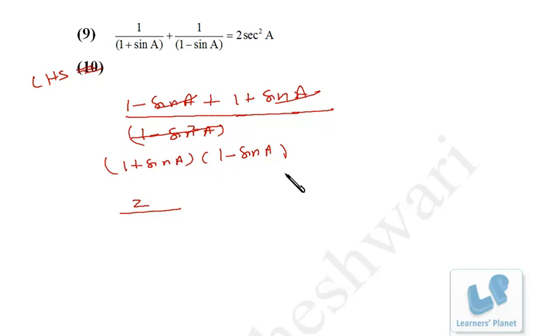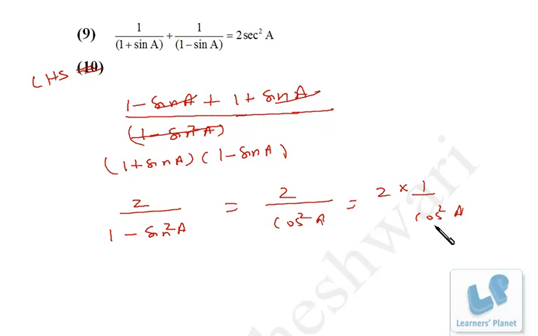So 1 plus sin a into 1 minus sin a, that is a plus b into a minus b format. So that is equal to a square minus b square. So it's 1 minus sin square a. So 2 upon 1 minus sin square a is what? Cos square a. So it's 2 into 1 upon cos square a. Now cos square a is the reciprocal of sec square a. So 1 upon cos square a can be written as sec square a. So that's 2 sec square a that we want for the right hand side, right?